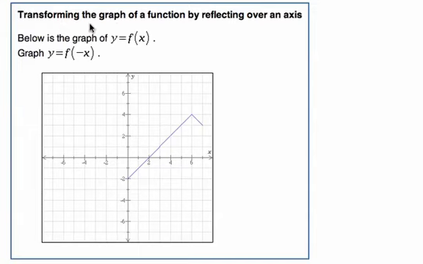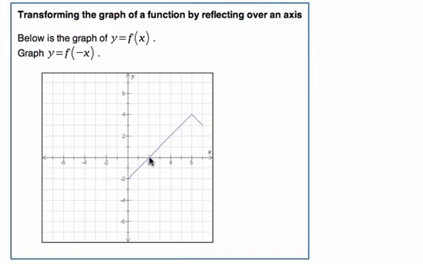You're transforming the graph of a function by reflecting over an axis. You're basically going to be looking at reflections across your x-axis or your y-axis. So when you have a reflection across the x-axis, these values below the x-axis will now be flipped over, like you'll see a mirror image, and it'll come down here and it'll go right along here.